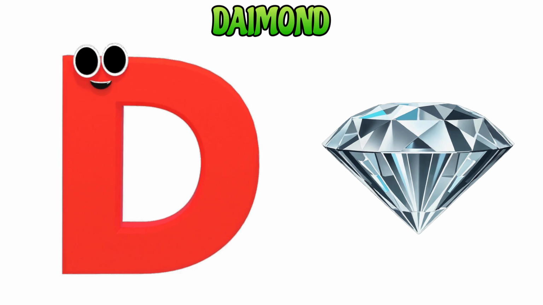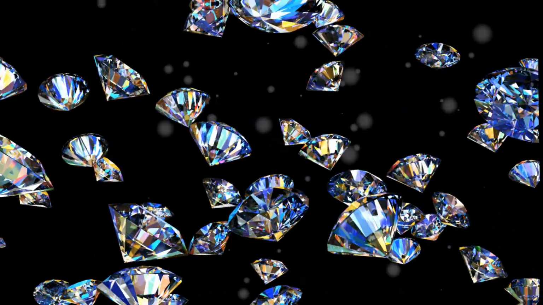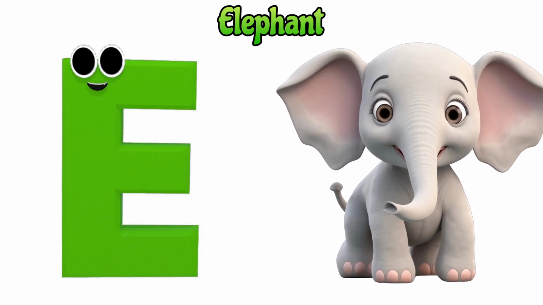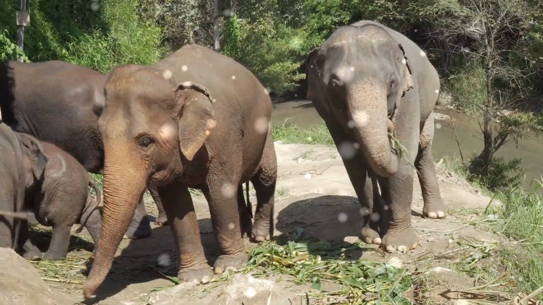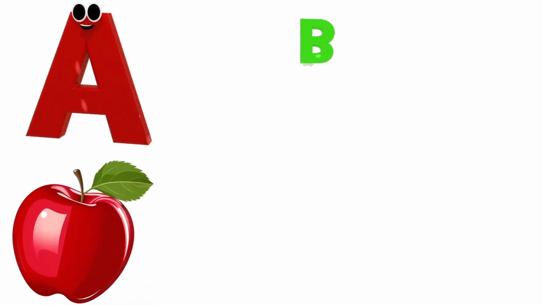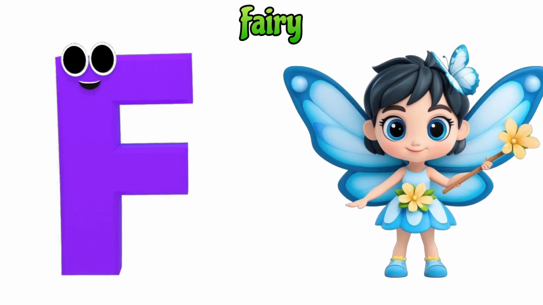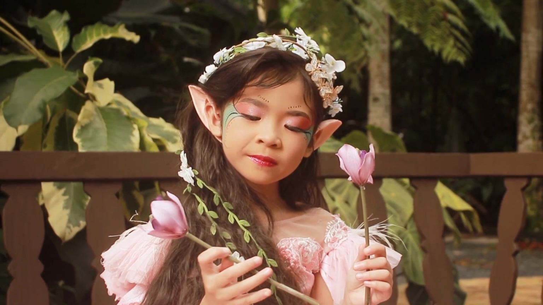Diamond, diamond. Shine diamond. E is for elephant. Elephant, elephant. Big elephant. F is for fairy. Fairy, fairy. Magic fairy. G is for glasses.